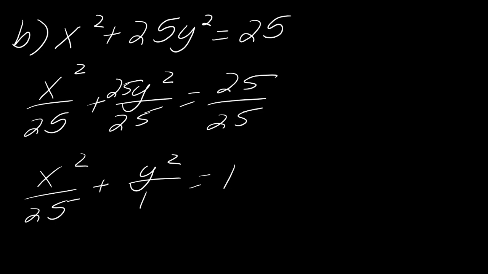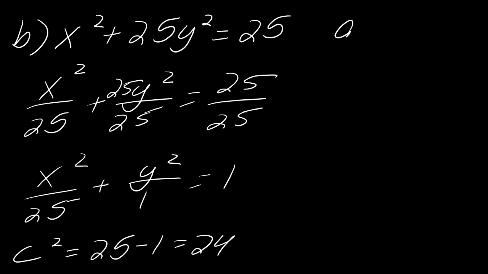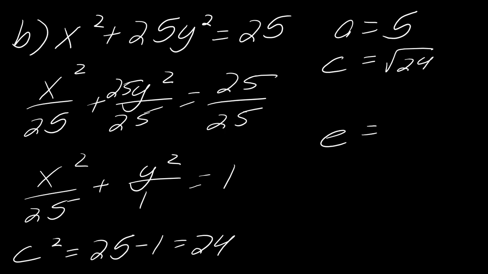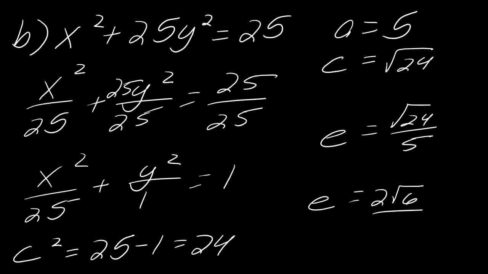Now to calculate my C squared, I can take 25 minus 1 to get 24. And now I can see from looking at this, my A is equal to 5. I really just need to know the C, right? The C is equal to the square root of 24. So my eccentricity will be the square root of 24 over 5, which if I wanted to simplify that square root, this would be 4 times 6. So I can take the square root of 4. This would be 2 times the square root of 6 over 5. So there's your eccentricity.